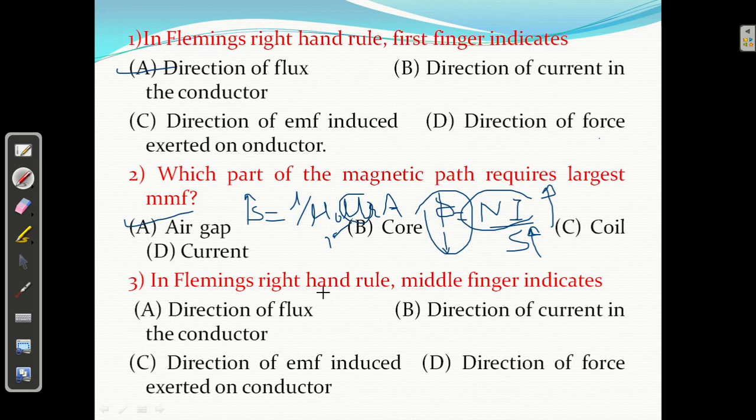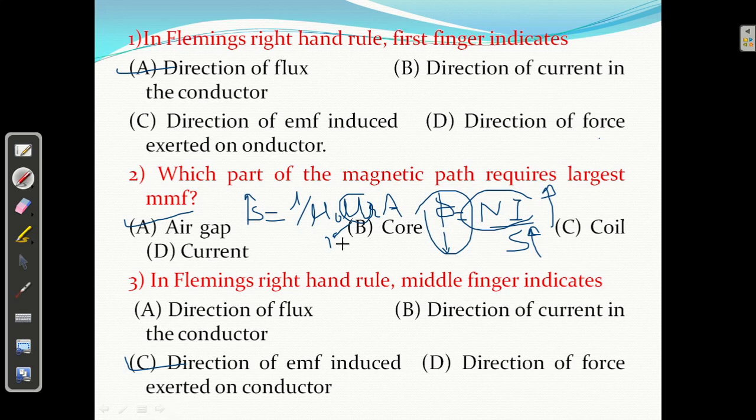Third: in Fleming's right hand rule, the middle finger indicates. Fleming's right hand rule is used for a generator. What is a generator? It converts mechanical energy into electrical energy. So the first finger indicates the field. If the first finger had been asked here, the answer would be A. Clear. The thumb indicates the direction of motion, then the second finger indicates the direction of EMF induced. So what is the answer to the third? In Fleming's right hand rule, the middle finger indicates the direction of EMF induced. That is the answer.